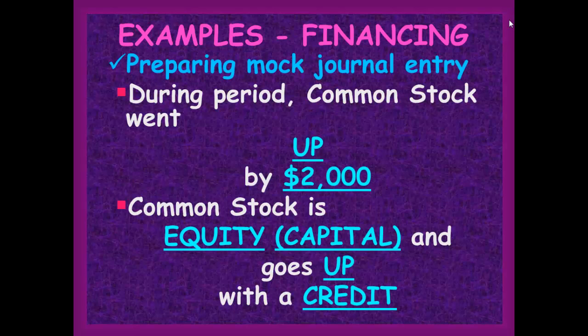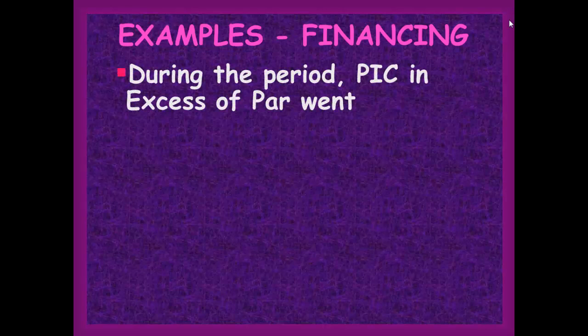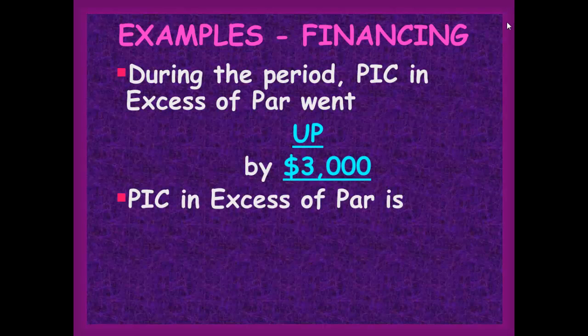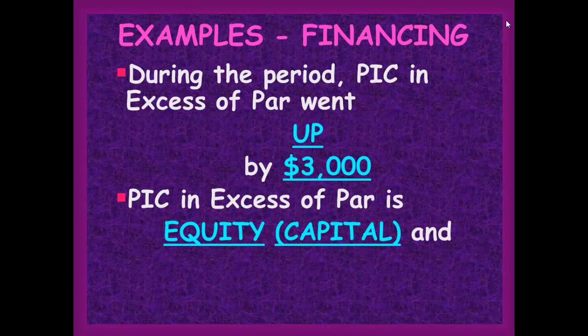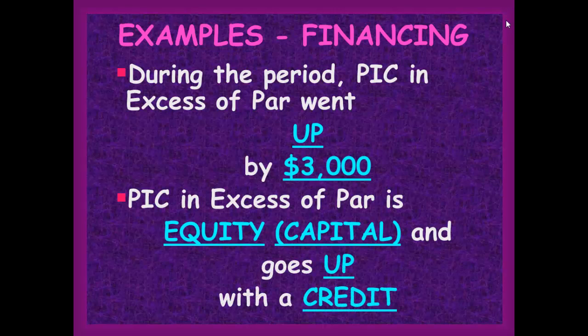$2,000. But what's important is I didn't just get $2,000 cash for issuing that common stock. We need to also take into consideration any change in paid-in capital in excess of par. So during the period, PIC in excess of par also went up, in this case by $3,000. PIC in excess of par is what type of an account? PIC, paid-in capital, capital or equity, good. It's going up. Capital or equity goes up how? With a credit. Good.